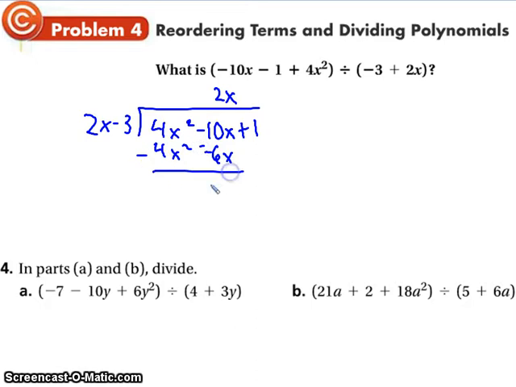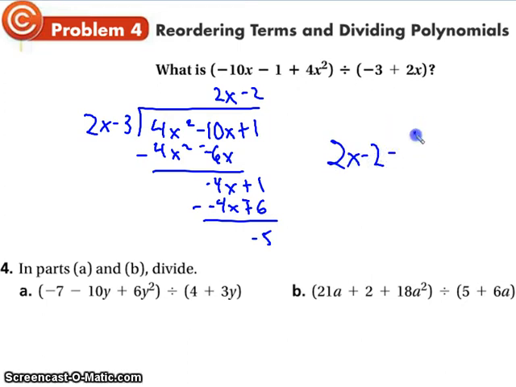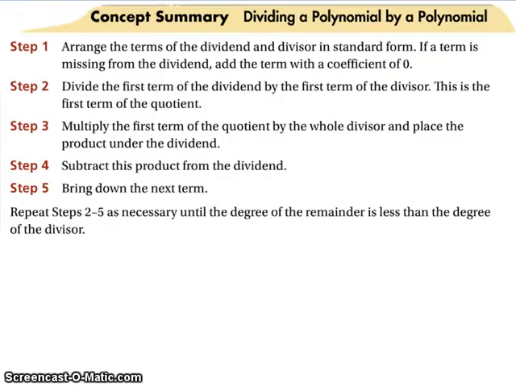I subtract them, so that gives me negative 4x plus 1. So now I need a negative 2, so that's negative 4x plus 6. I subtract, I get negative 5. So 2x minus 2 minus 5 over 2x minus 3 becomes the answer for that question. Okay, so you might want to rewrite them and see how that works out for you.